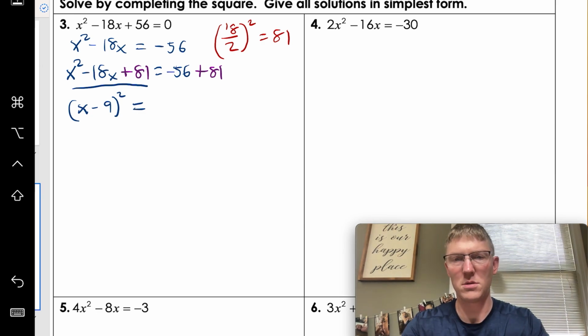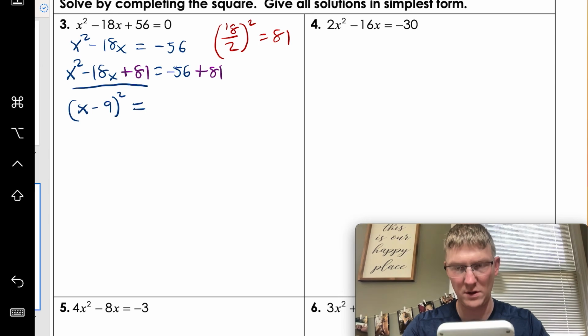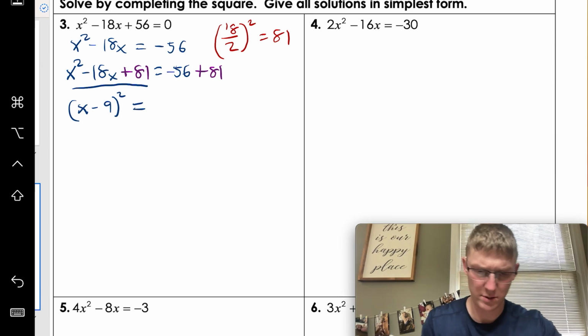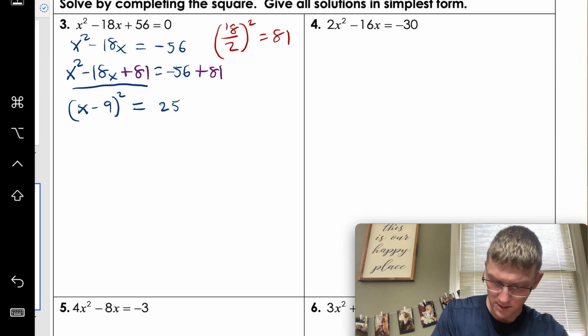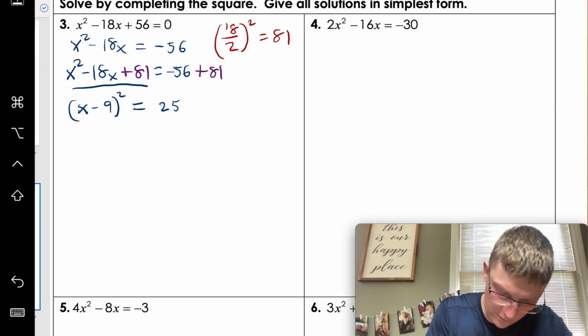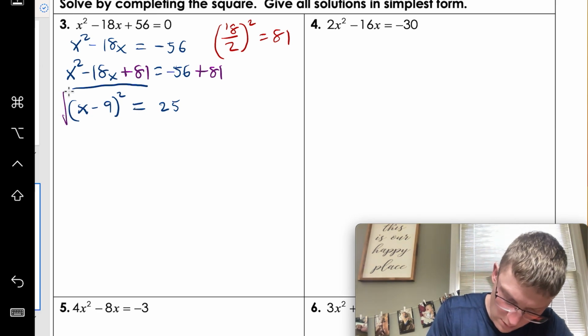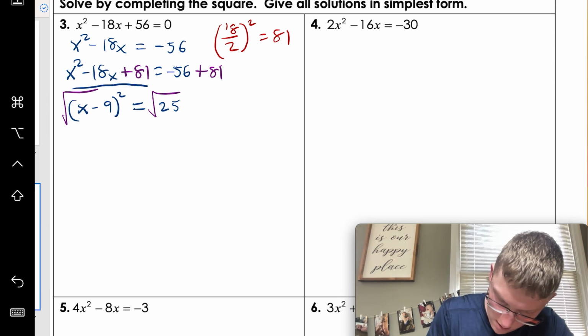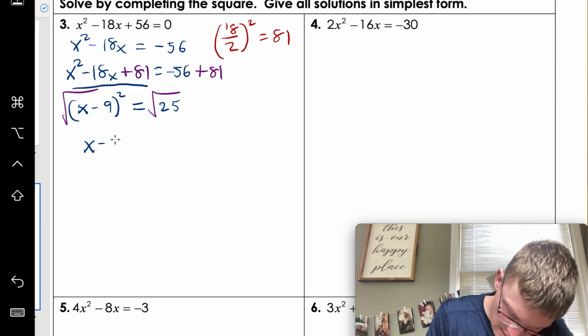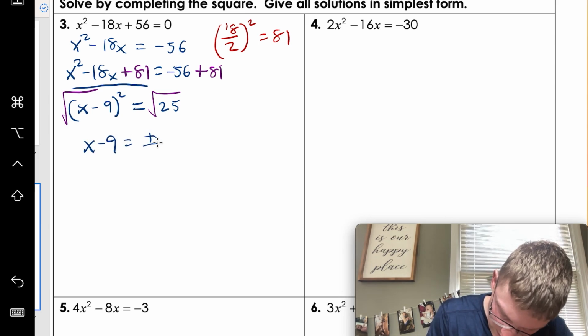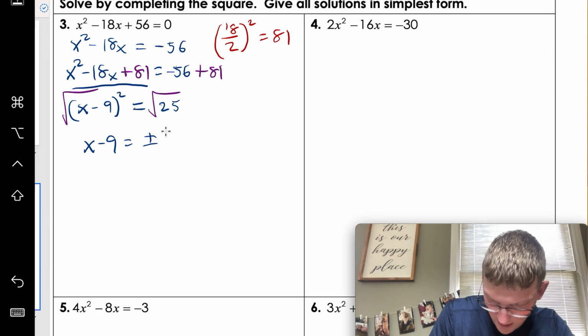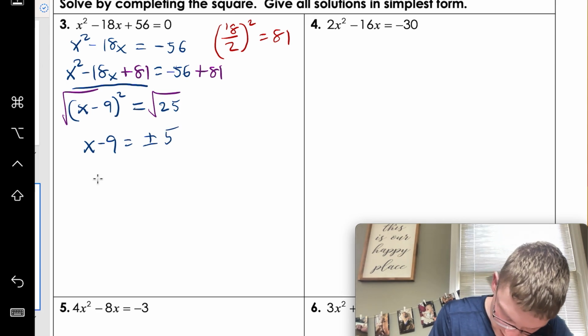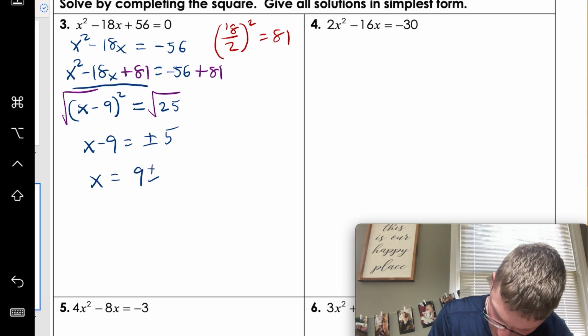I can totally do this in my head. 81 minus 56. 25, totally. Yeah, 25. That's convenient. 25 is a perfect square. So when we take the square root of both sides, we are in business. So we're going to have x minus 9 equals plus or minus square root of 25 is 5. So now we're going to have x equals 9 plus or minus 5.